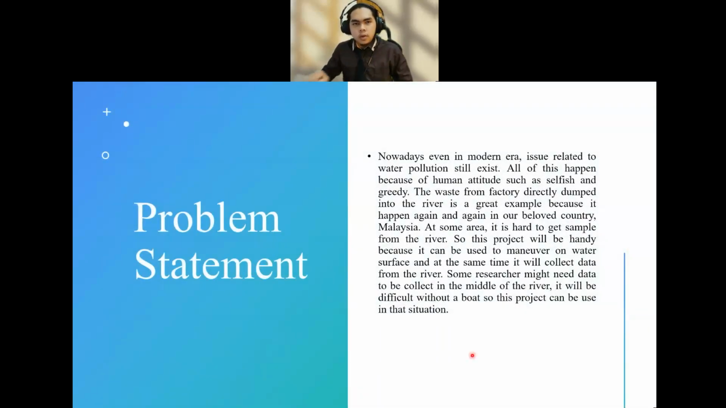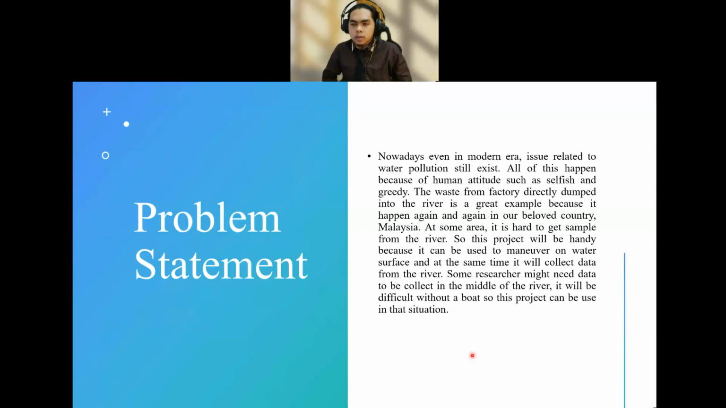Moving forward, problem statement. Nowadays, even in modern eras, issues related to water pollution still exist. All of this happens because of human attitude such as selfishness and greed. Waste from factories directly dumped into the river is a great example because it happened again and again in our beloved country, Malaysia.